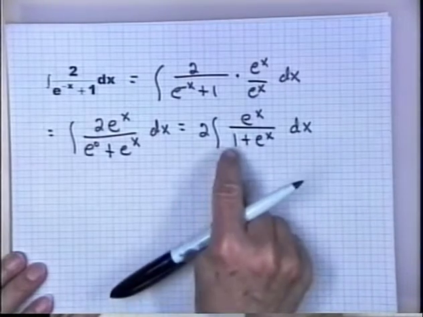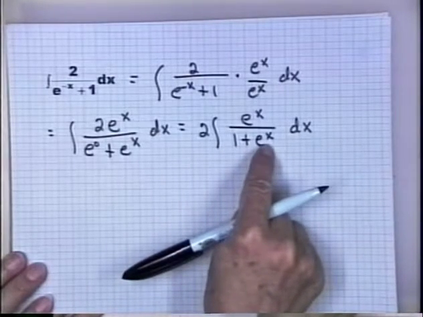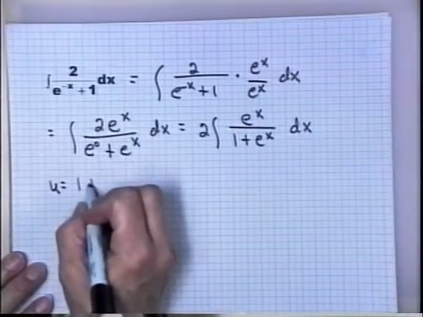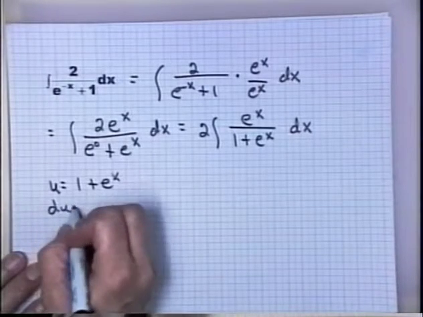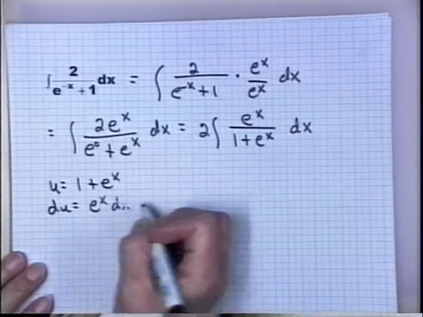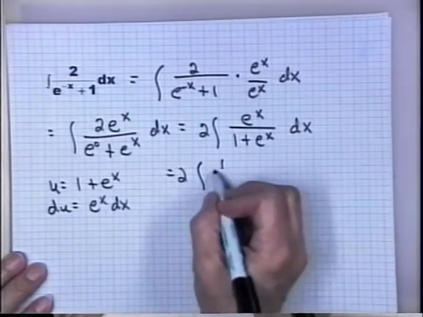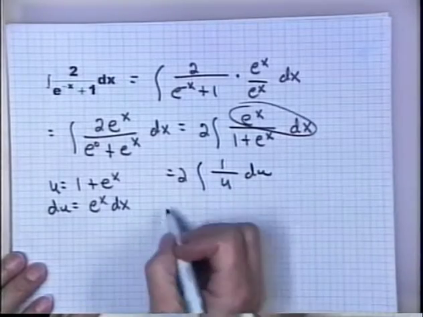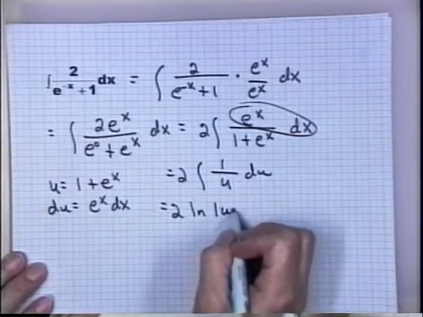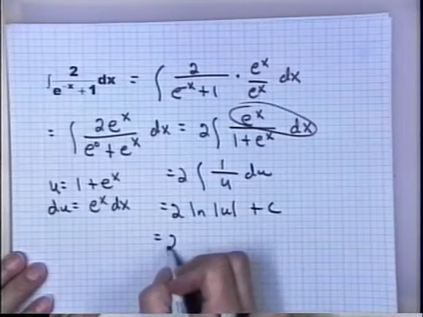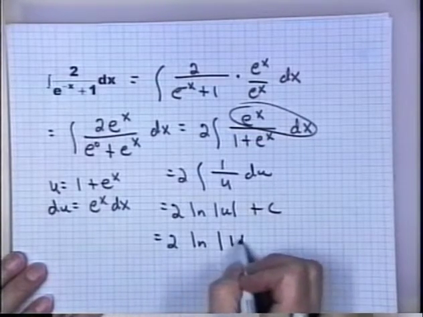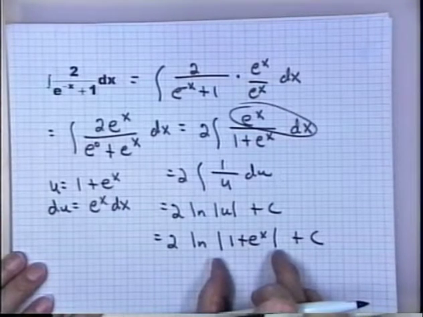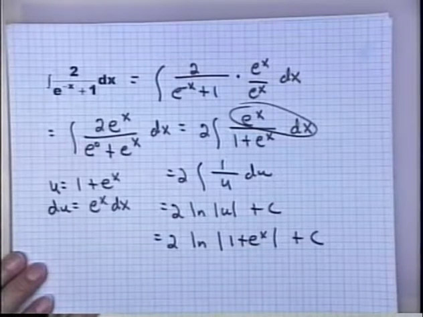Now look at it. What's the derivative of 1 plus e to the x? It's e to the x, isn't it? Now, if I let u be my denominator, du is going to be e to the x dx, and I can do a simple substitution. 1 over u, this e to the x dx is my du. So I have 2 times the natural log absolute value of u plus c, and then substituting back in, the natural log of 1 plus e to the x. And by the way, this is one of those where they may leave off the absolute values because 1 plus e to the x is always positive.